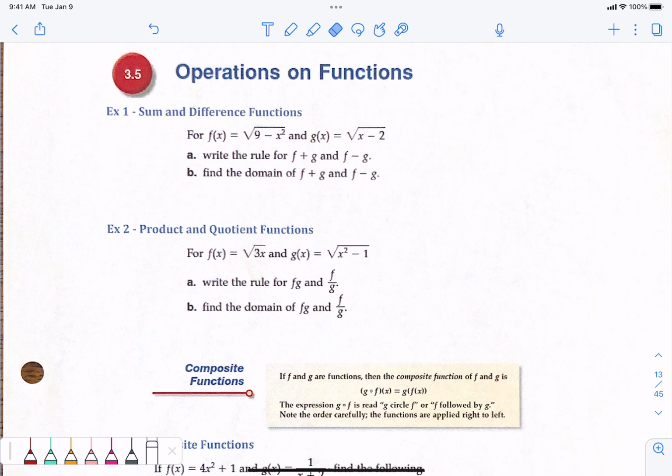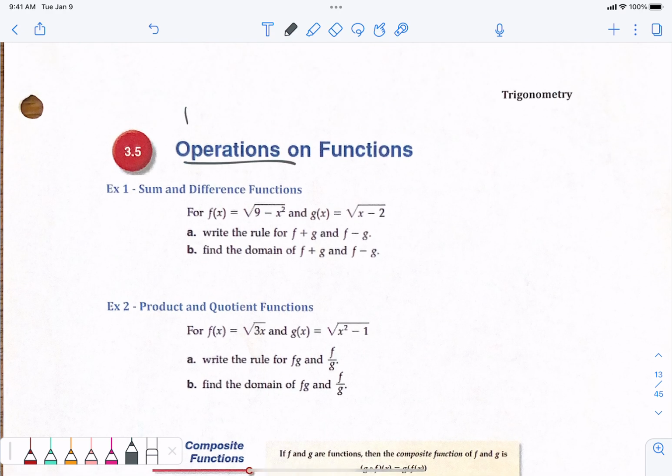Operations on functions. Operations are add, subtract, multiply, divide, along with composition, which is f of g and g of f, where you stick one inside of the other. Those are the operations that we're doing. Also, along with that, domains of each one, which is kind of yucky.